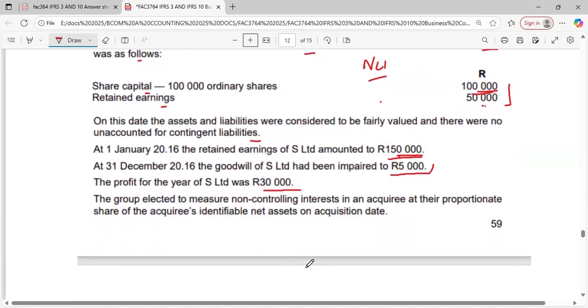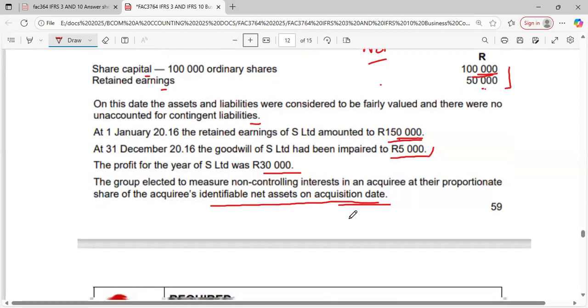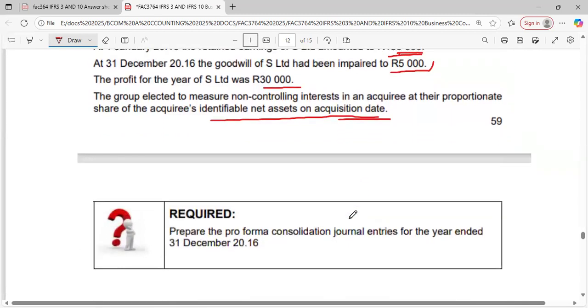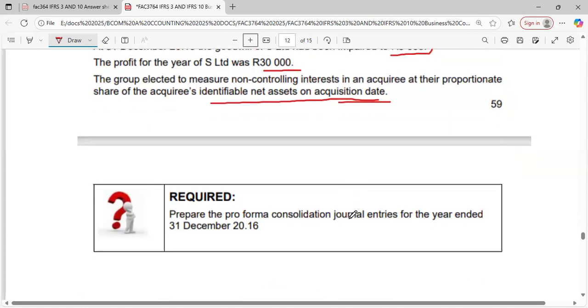Then they say the group elected to measure non-controlling interest in an acquiree at their proportionate share of the acquiree's identifiable net assets at acquisition. So this is how we measure non-controlling interest. We are going to measure them at the acquiree's identifiable net assets on acquisition. What we are required to do is to prepare the pro forma consolidation journal entries. When you are doing this kind of question, I would advise you to start with a calculation. It's easier to do your calculation.